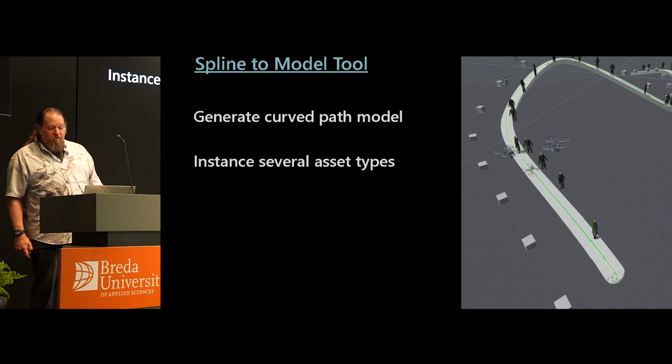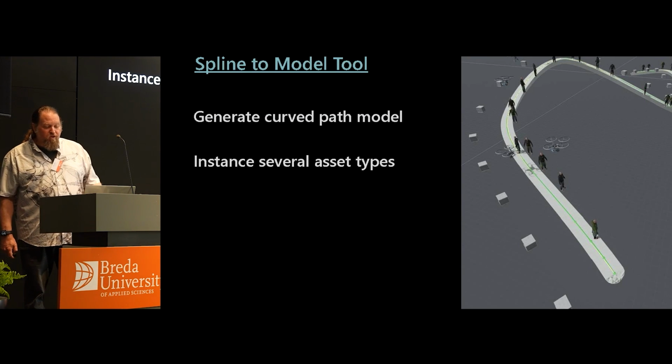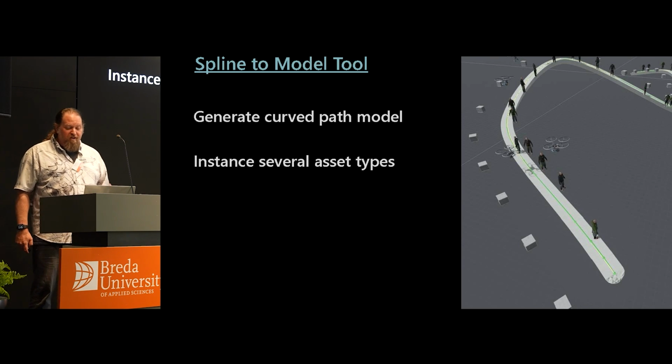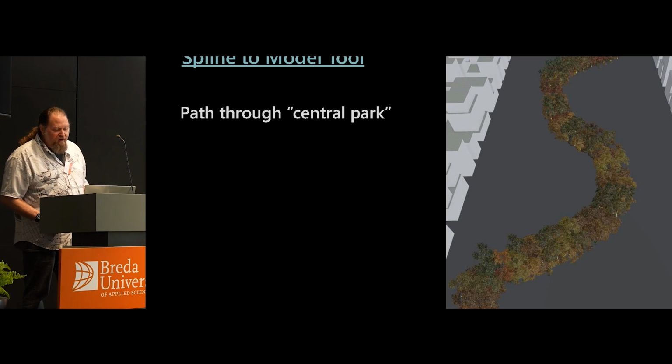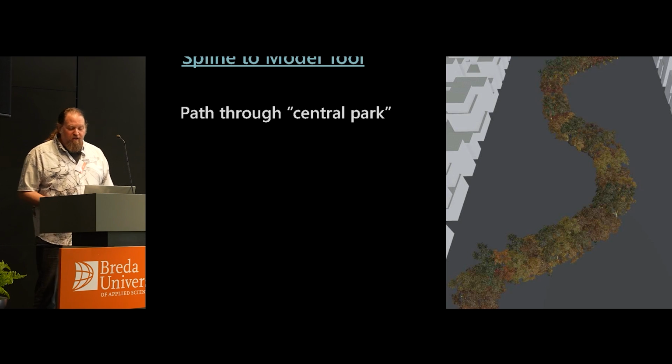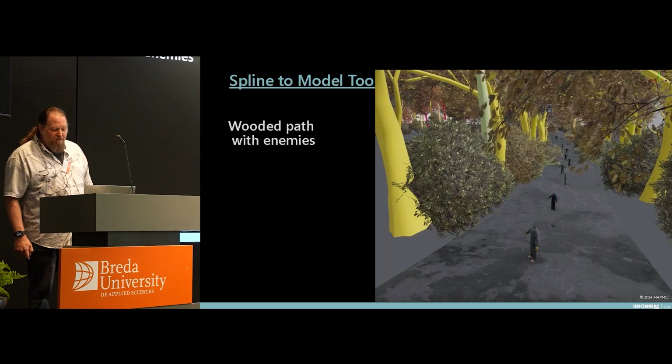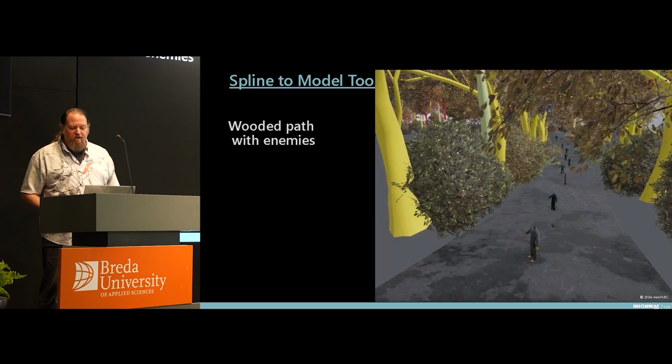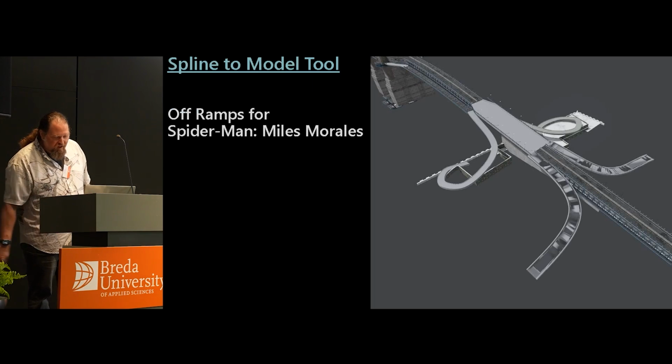This is one of the first examples demonstrating the spline to model tool used on Marvel's Spider-Man: Miles Morales. Various assets are instanced or swept along the green spline curve. From this vantage point, we can see a collection of different trees instanced along a path in Central Park, where we placed a paved path beneath the trees along with some pedestrians who appear to have lost their heads.